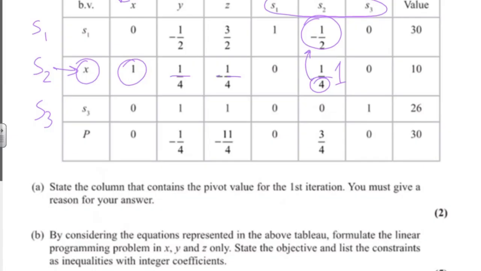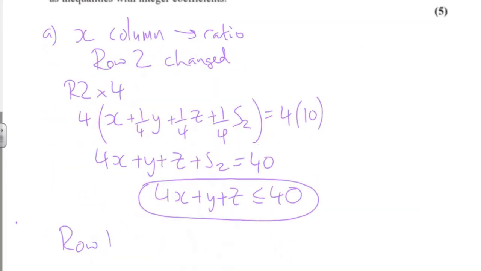So to reverse it, I probably want to add on 2 lots of row 2, because I took away 2 lots of row 2. Because initially that would have been a 0, and it would have been minus 2 lots of a quarter. So row 1 would have been a 0 minus 2 lots of a quarter. So I'm going to reverse it and add 2 lots of row 2.